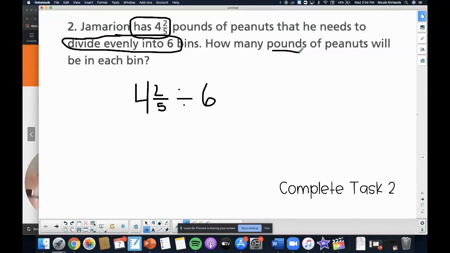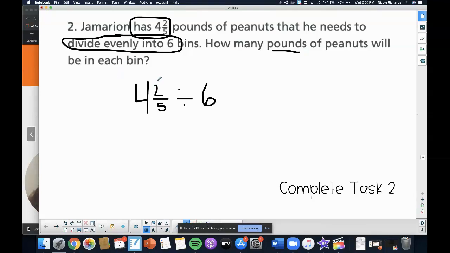So we could draw ourselves a picture, and we could say that we have 4 whole things and 2/5 more, and we could cut and give each piece into 6 different bins. That's a lot of work to draw for a picture, and I think that we can move past some pictures now. Pictures definitely help us think about things, but we want to get on to the math.